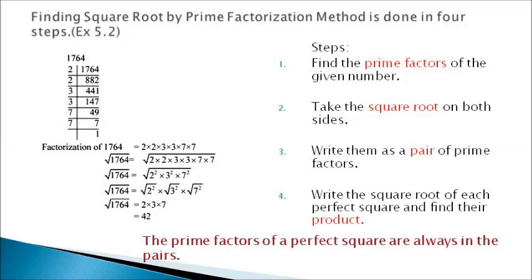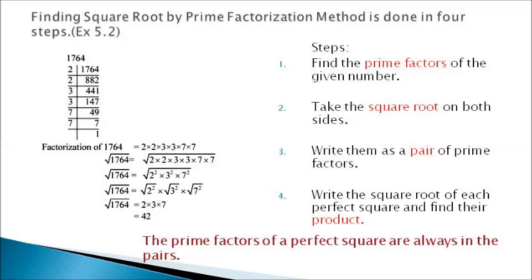Let's apply these steps to a number. We have 1764 here. First of all, we are finding the prime factors of this number and we end up with 6 factors making 3 pairs. First pair 2 multiplied by 2, second pair 3 multiplied by 3 and third pair 7 multiplied by 7. Now look at the next step, we have taken the square root on both sides. By taking the square root on both sides, we write the radical sign right above 1764 and on the other hand we write the same radical sign on the factors of this number.